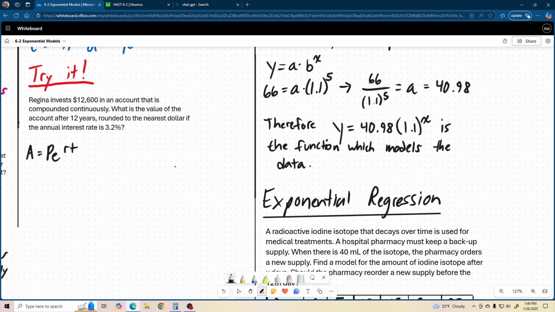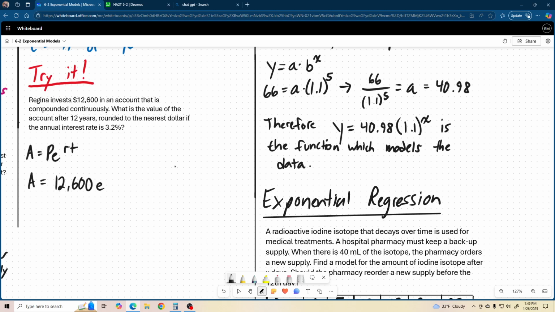Okay. So she invests $12,600. That's going to be our initial investment. So we know this is $12,600. And then e, which is, like I said, just a number, right? Think of it kind of like pi. It's an irrational number, right? And this is all going to be raised to the rt power.